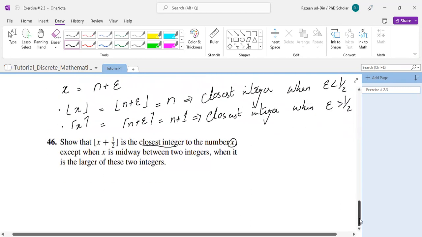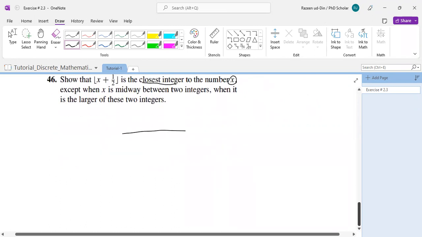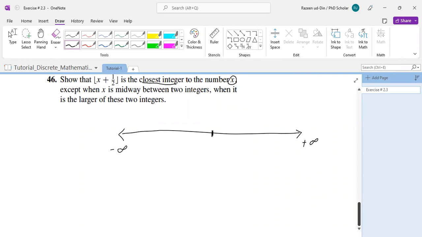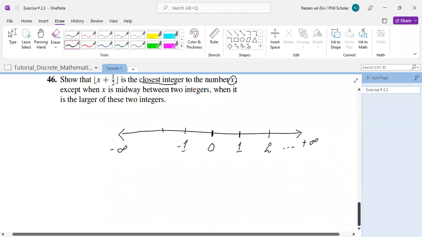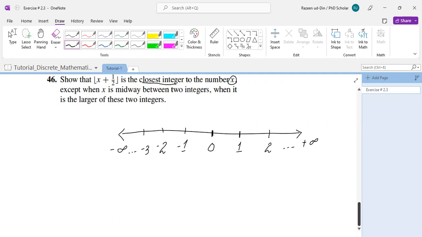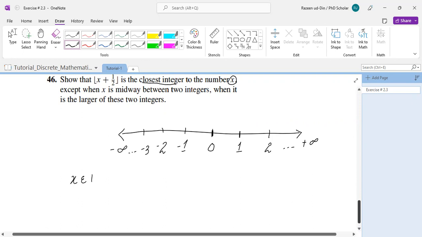Okay, so let's visualize this question first. Here is our real line from minus infinity to positive infinity, and I am marking just integers on this. We know that this real line contains all real numbers. What this question tells us is that whatever x you choose from the real line, let's take any real number, i.e. let's take this real number from here.